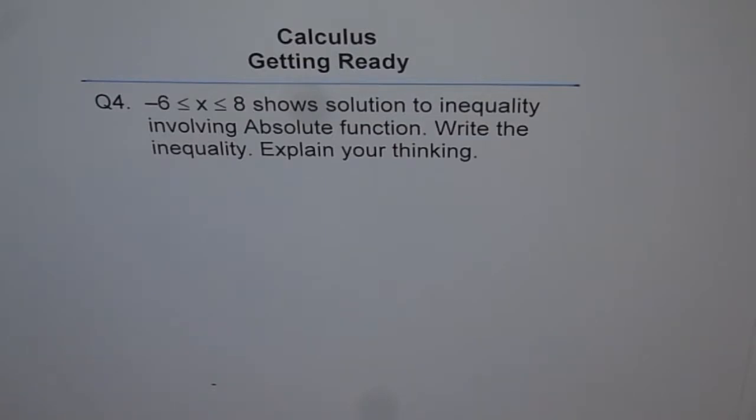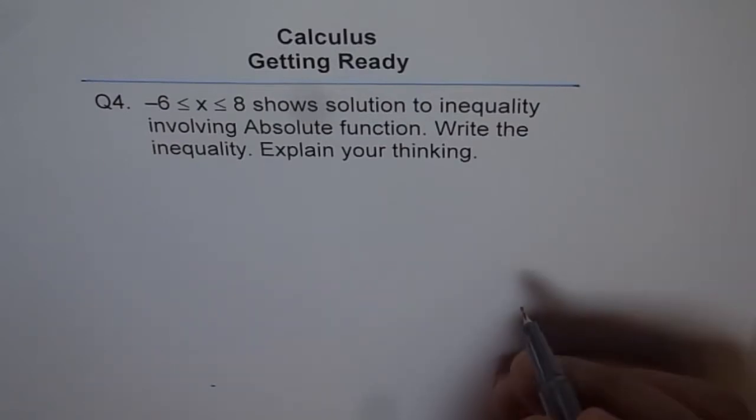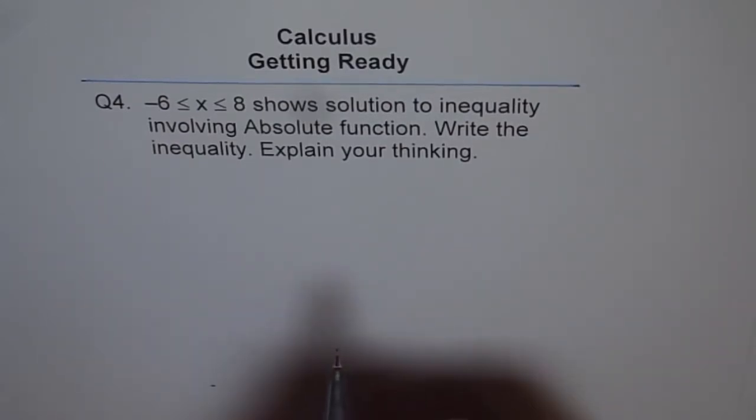So this is a very good inequality question where we're trying to get the equation from the answer. So we have to work backwards. And it's already given to us that we have to write the answer in the form of an absolute function. So try to do this question, and in case you have difficulty, then you may need to review absolute functions, correct? So here is my solution.